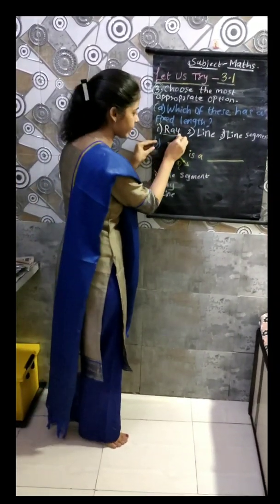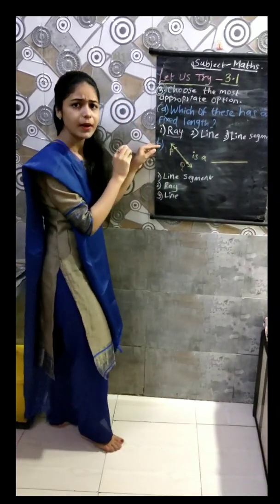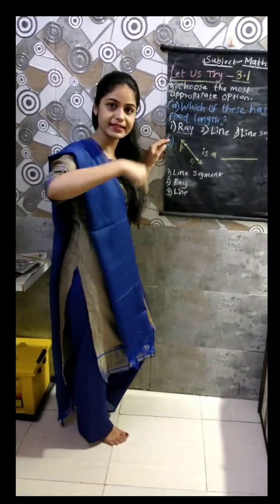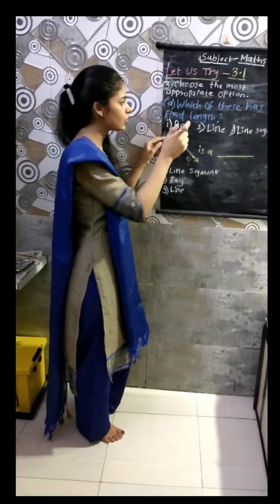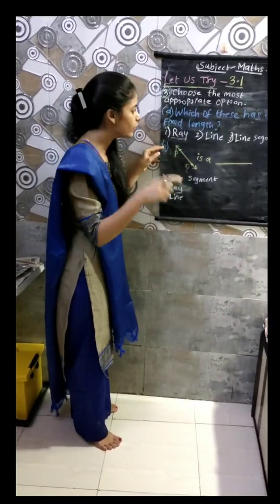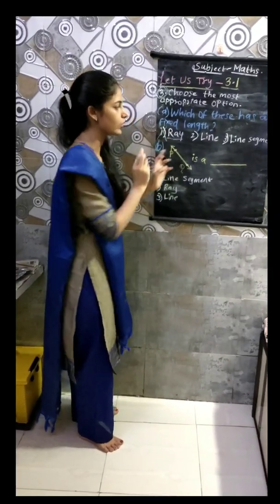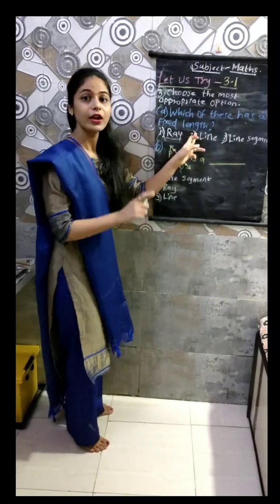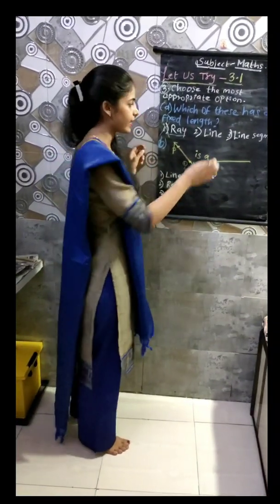So number 1 is ray. Ray has a fixed length? But what is a ray? A ray starts from one point and extends endlessly. So does a ray have a fixed length? No. So this is wrong. Move ahead. Second one, line. Does a line have a fixed length? No, there is no end in a line. So this is also wrong.